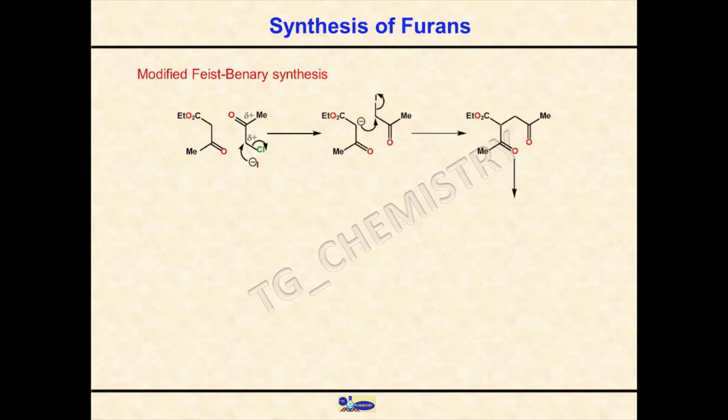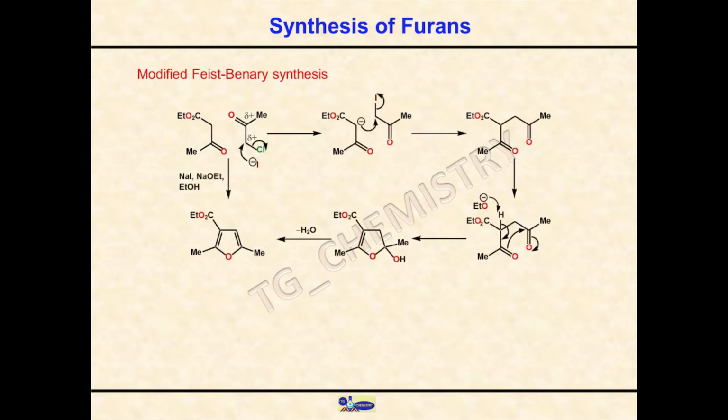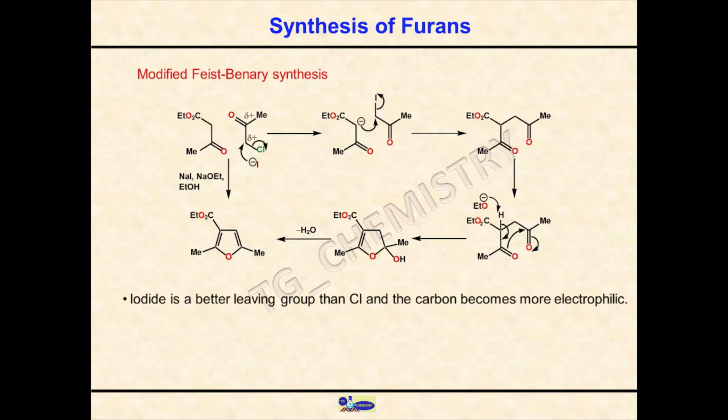the reaction procedure has been modified by the introduction of sodium iodide and an ethoxide base as the reagents. Now here you can see in the first step the alpha halo ketone, which was supposed to be an alpha chloroketone, the chloro group is replaced by the iodide ion, because the iodide ion is a better leaving group, and also the electron deficiency of the carbon center will increase in that case, and the reaction will follow the pathway.